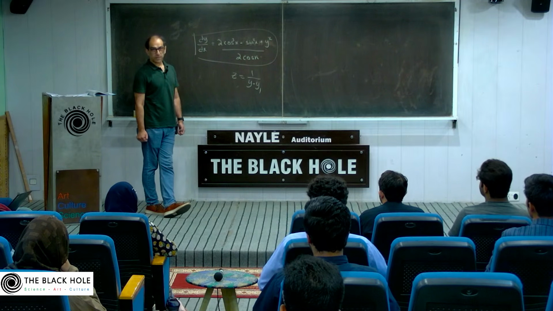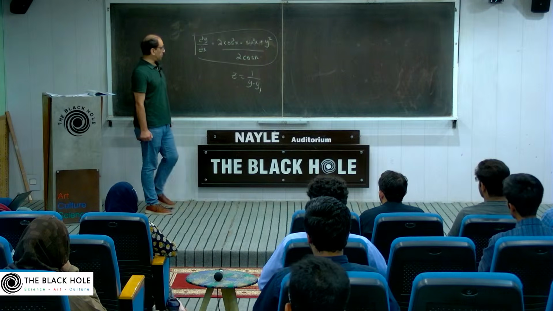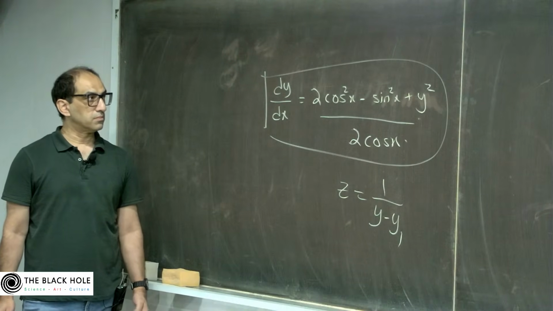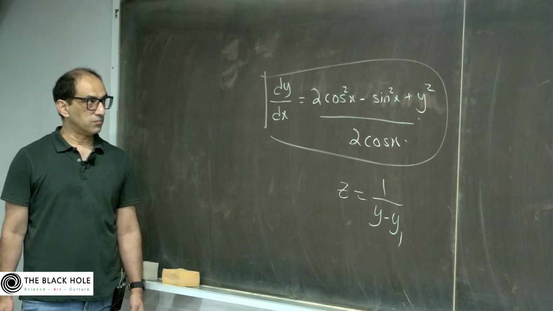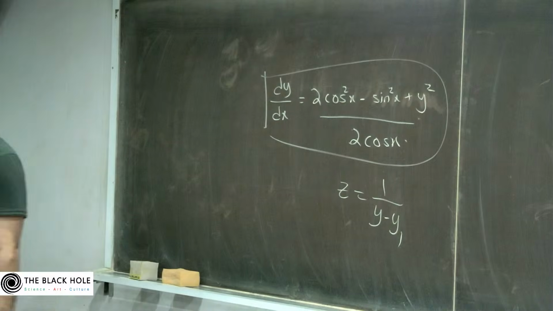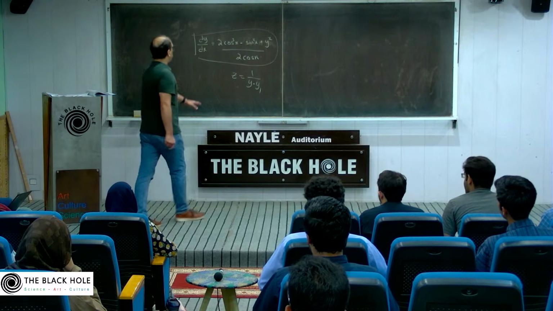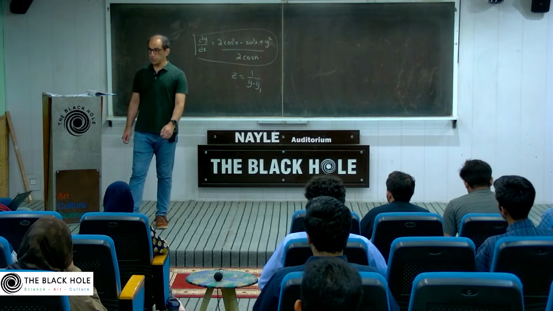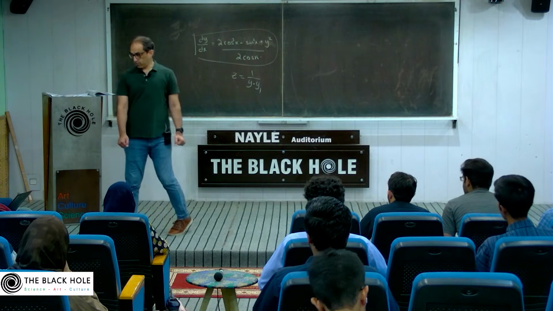Just put y is equal to sine x here. Then tell me what happens. It will be the solution, because d by dx of sine x will be cos x, and over here we will get cos x. So one solution is y is equal to sine of x.